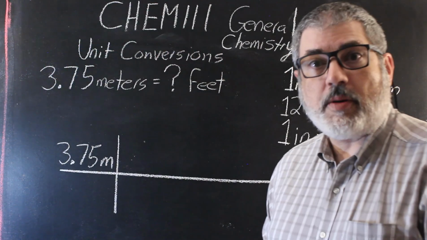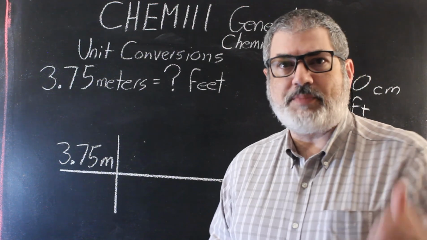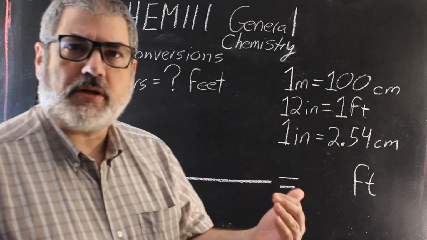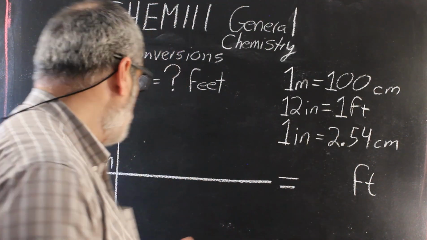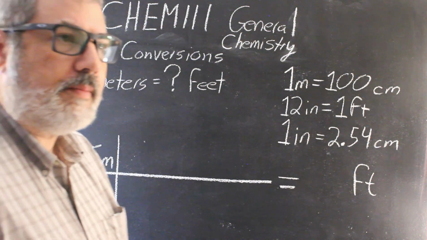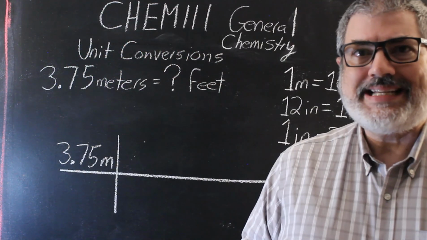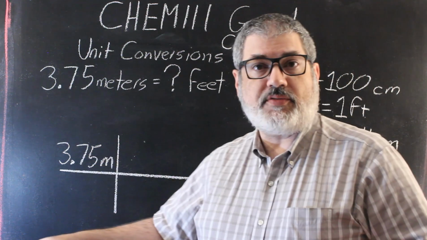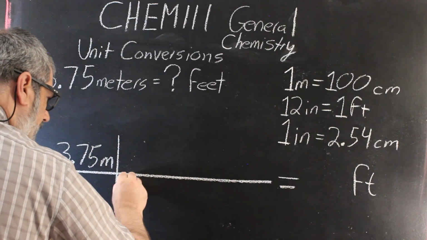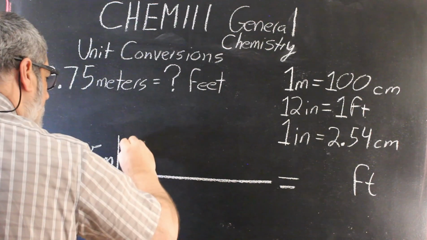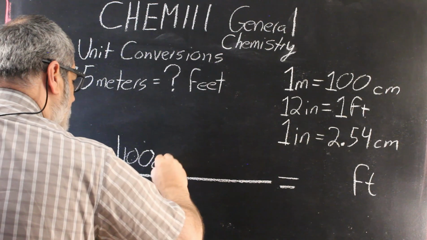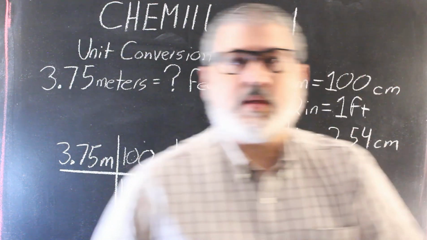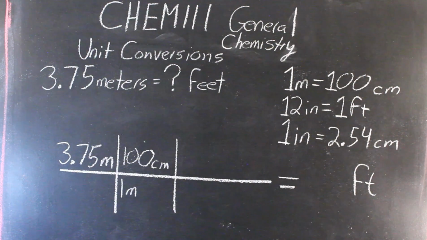Now, because they're metric units, this is something I don't need to put on the board. You're going to memorize the foundation of the metric system, and I'll talk about that more later. 1 meter is 100 centimeters. So how do I put that into my dimensional analysis table? Well, I go 1 meter is 100 centimeters. And this is where you see the power of dimensional analysis.